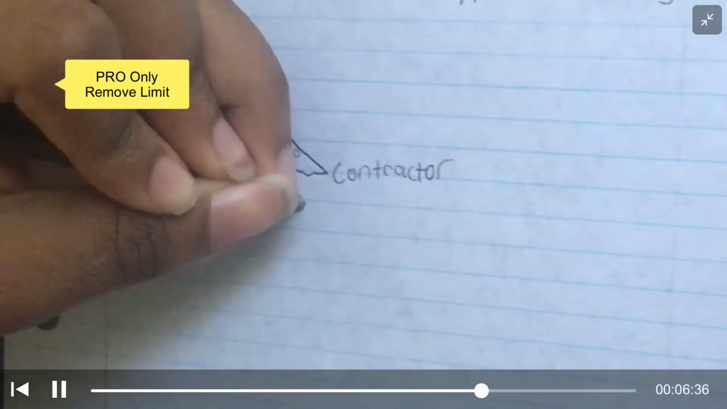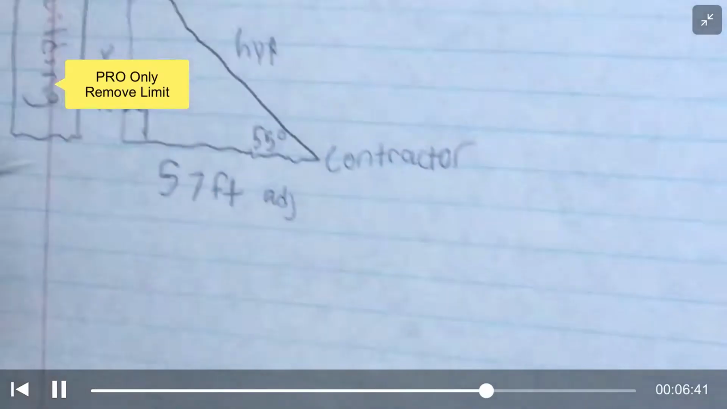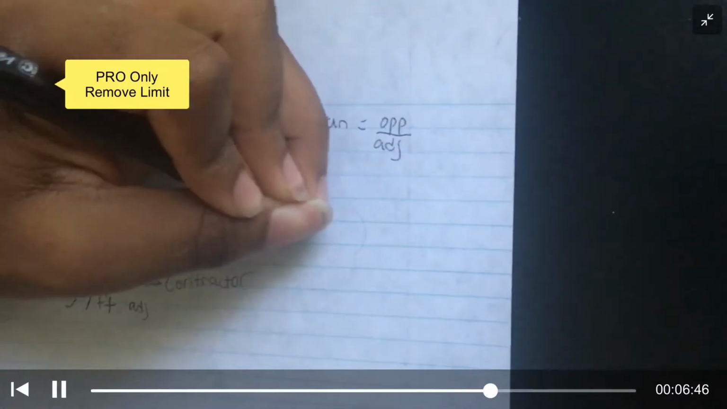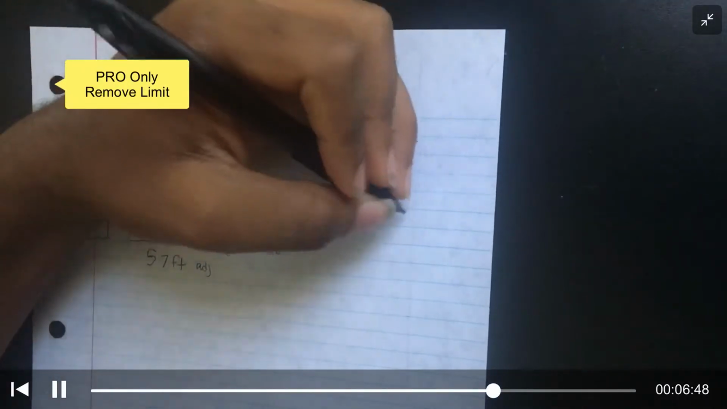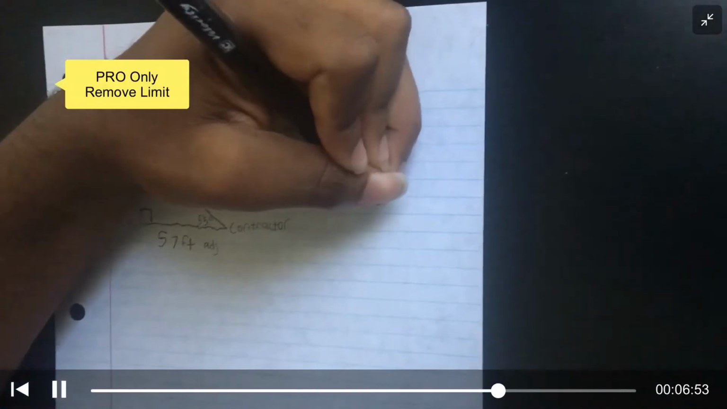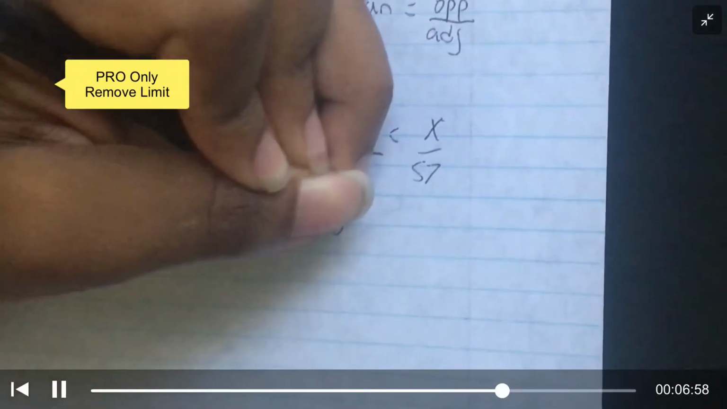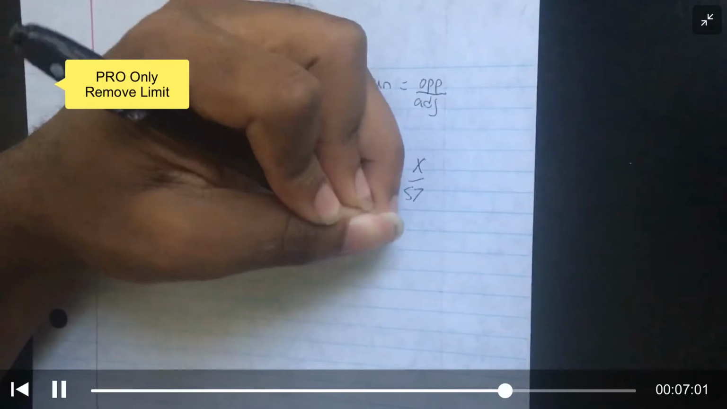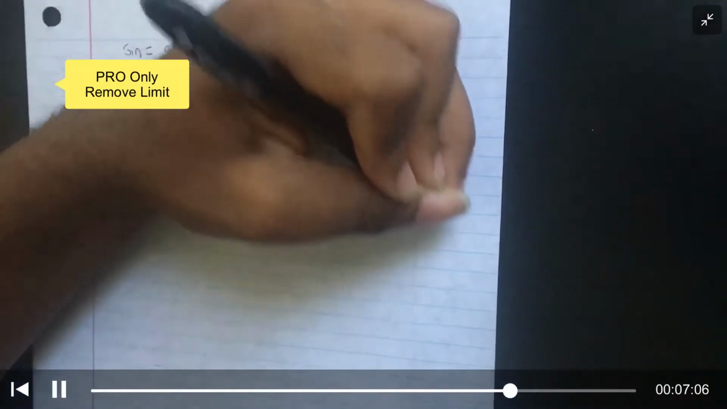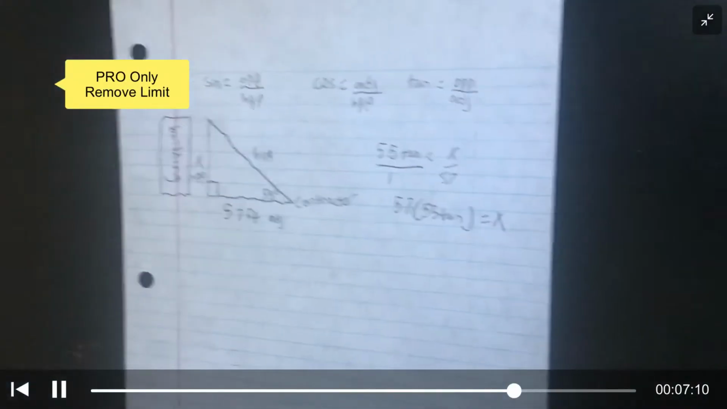X, or the height of the building, is the opposite side. The length away from the building is the adjacent side, and the last side is the hypotenuse. So we have the adjacent and the opposite, so we would use tangent. So tangent 55 equals x over 57. So we'll put that into a proportion. So it would end up 57 times tangent 55 equals x. And then you would put that into your calculator and you'd get the answer.